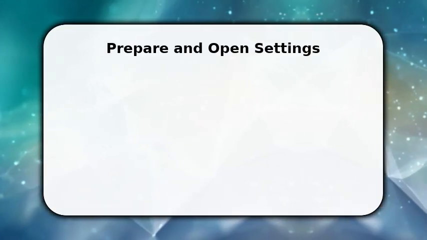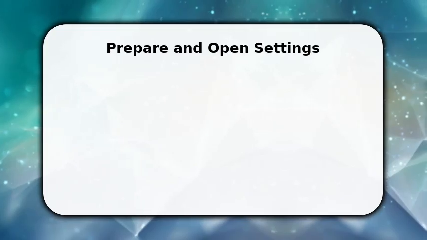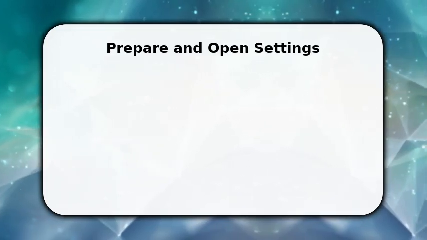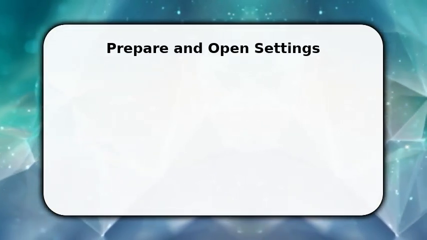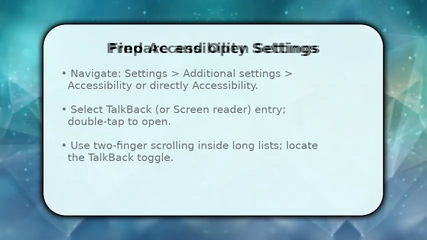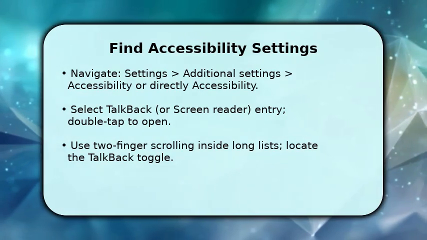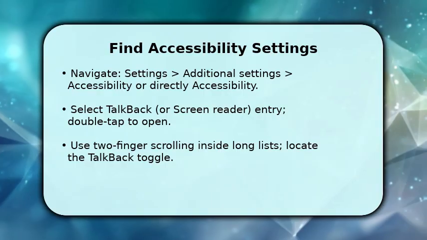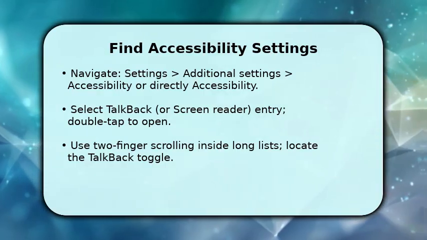Make sure you're in the main settings view. This avoids accidental actions and gets you to the accessibility controls quickly so we can turn Talkback off. From Settings, go to Additional Settings, then Accessibility. Some Redmi builds list accessibility directly, so check both. Talkback may be labeled Screen Reader.